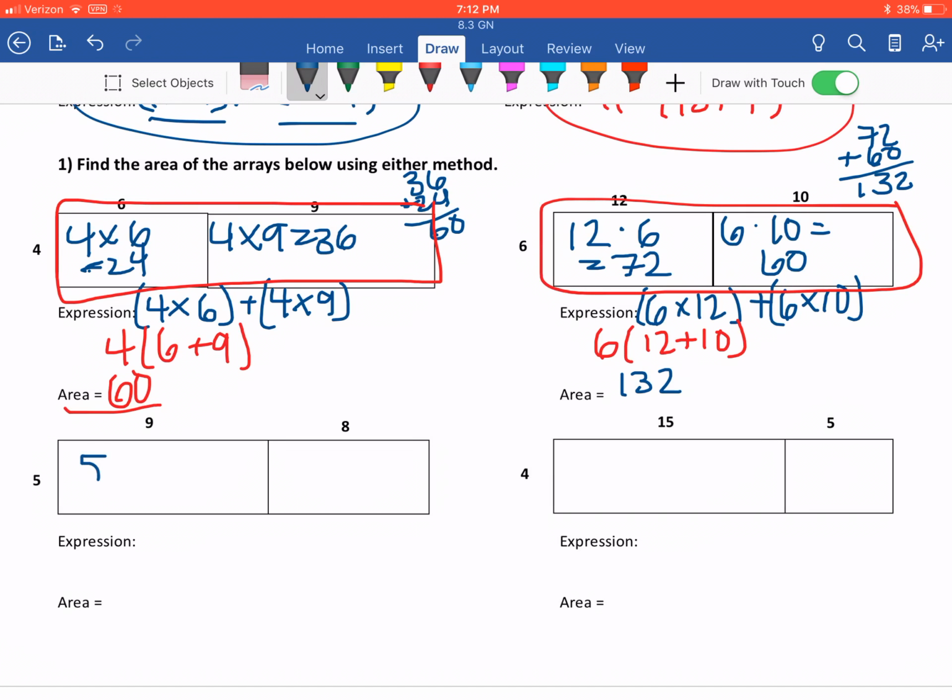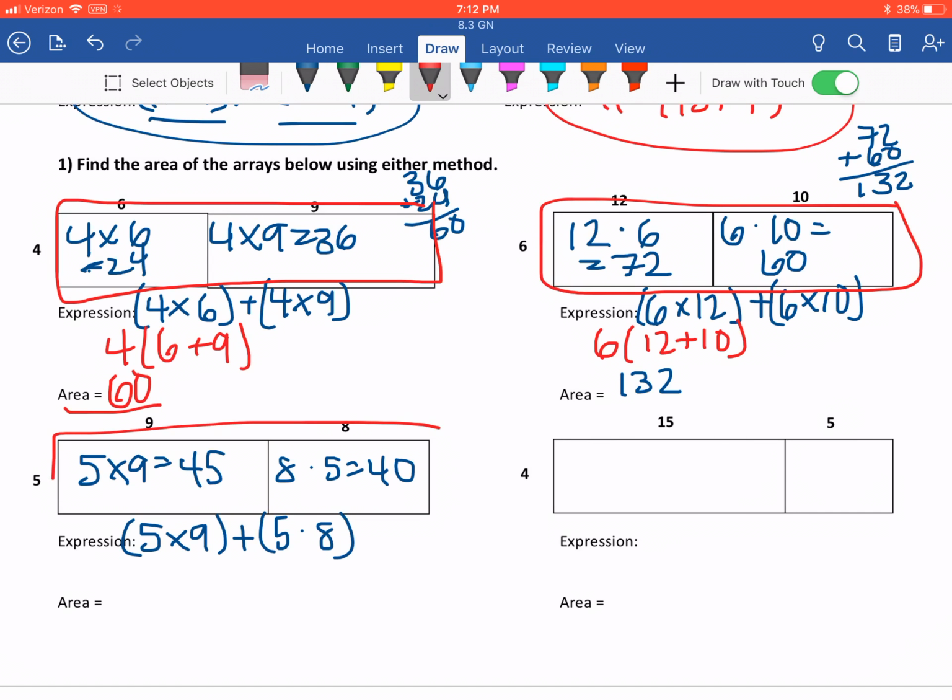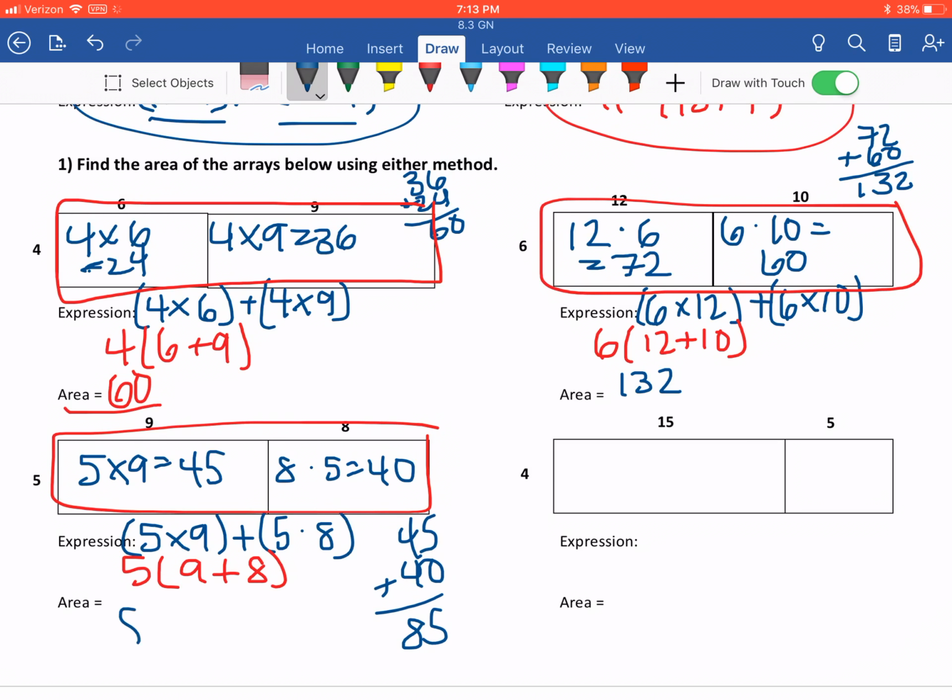For the next one, 5 times 9 gives me 45. 8 times 5 gives me 40. My expression would be 5 times 9 plus 5 times 8. Or if you did it with the big square, it would have been 5 times 9 plus 8. Either way, 45 plus 40 makes 85. So the area was 85.